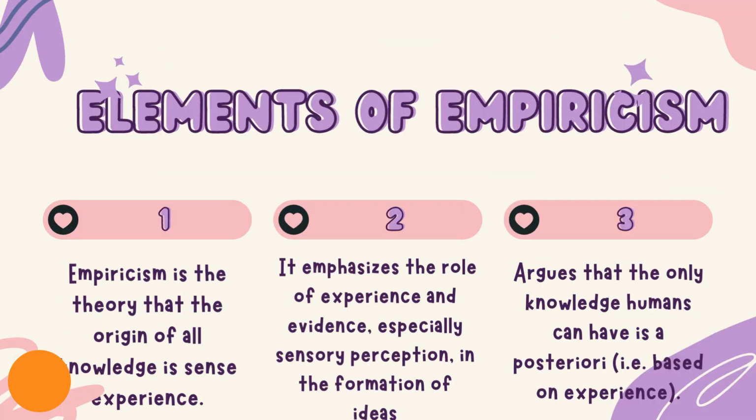Now let's move on to elements of empiricism. Here are the elements. First, empiricism is the theory that the origin of all knowledge is sense experience. Second, it emphasizes the role of experience and evidence, especially sensory perception, in the formation of ideas. Third, it argues that the only knowledge humans can have is a posteriori, that is, based on experience.